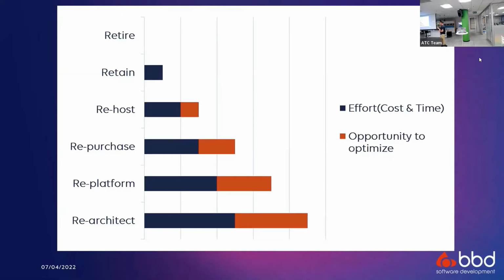and this would entail us leveraging different strategies during the migration in order to get the best outcome for them. On the screen, you can see the difference between the strategies in terms of effort, so cost and time, and opportunity to optimize. I just want to speak about rehost. As I said, it's lift and shift. So there's no real change in the application itself, but as you can see, there is opportunity to optimize, and this is due to us hosting it on the cloud, and there's always opportunity to optimize once you're on the cloud.